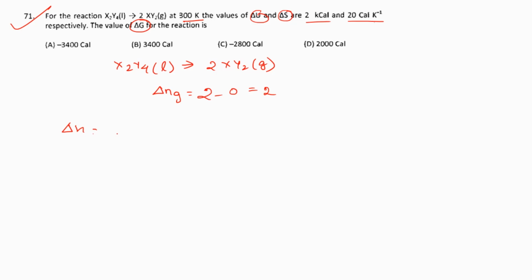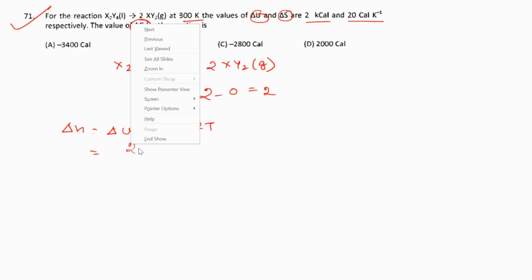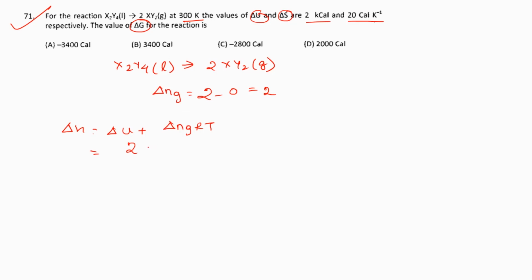Now del H is equal to del U plus del Ng RT. Putting the values, del U is 2, plus del Ng 2, R is 2 calories per whatever the unit. So it is in the calorie unit. So 2 into 300. Now I need to convert into kilocalories because this is in kilocalories. So divided by 1000. So I get the value as 3.2 in kilocalories. Okay.